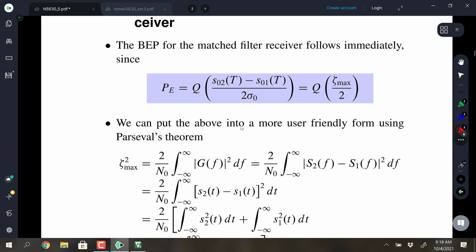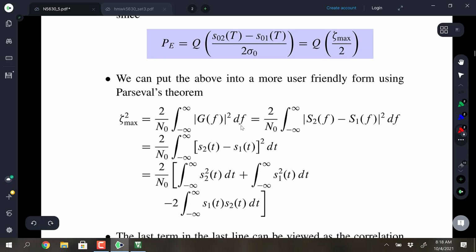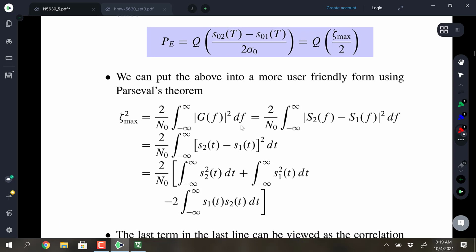But now adding some more thoughts onto that, we can go through Parseval's theorem for Fourier transforms, and we have this definition for zeta squared max, which comes out from the matched filter theory involving the pulse function, time reverse pulse function spectrum G of F. And that's the difference between the two pulse functions. And then this is where Parseval's theorem gets applied.